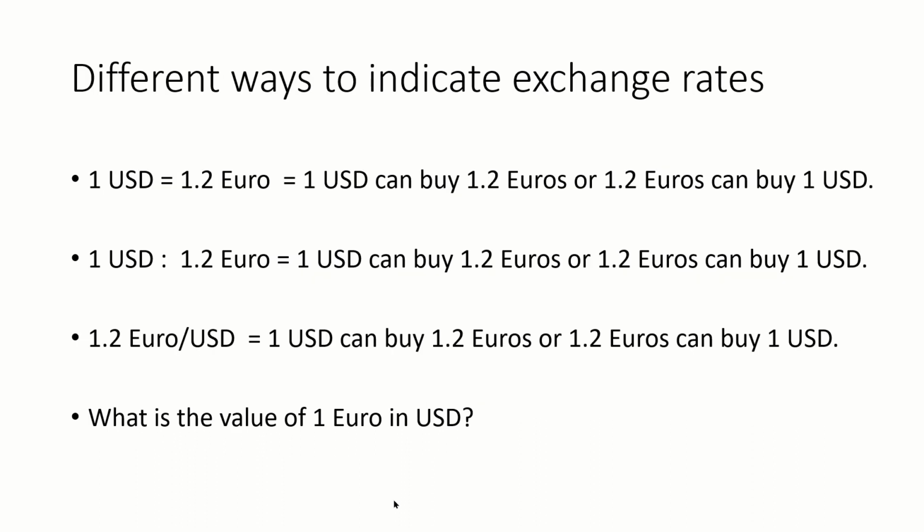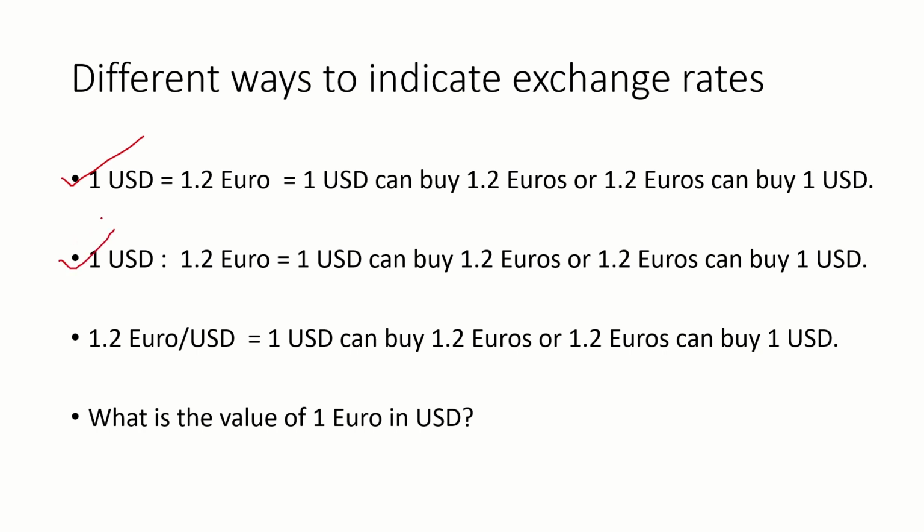Now let's look at different ways to indicate exchange rates. Now let's look at the first way. This is the simplest way. 1 US dollar equals 1.2 euro, which means 1 US dollar can buy 1.2 euros or 1.2 euros can buy 1 US dollar. Now let's look at the second way.